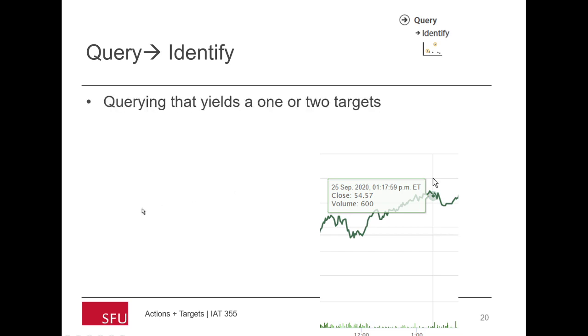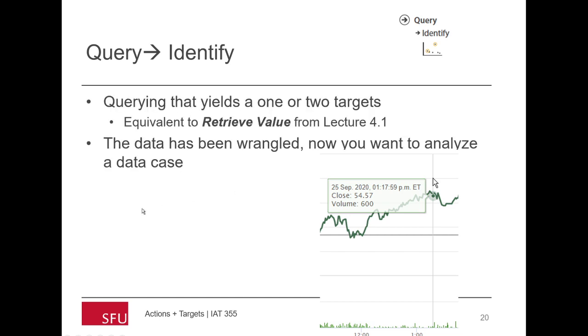So in this situation, within the query identify task, what you're doing is querying that yields a few targets. One or two is what I say here in the slides. And this is equivalent to retrieve value from lecture 4.1.